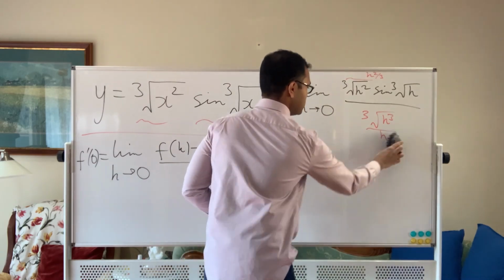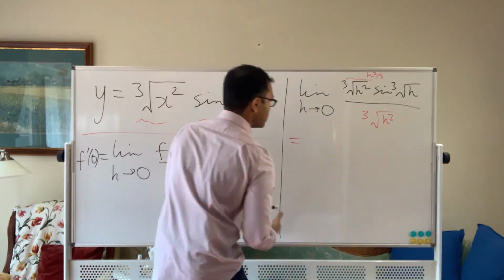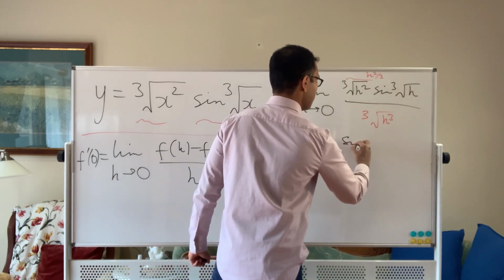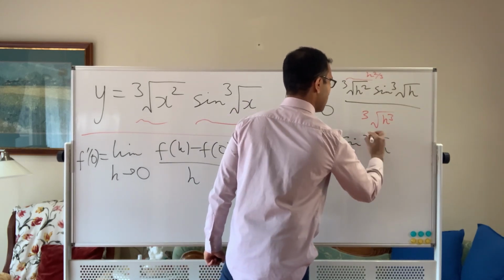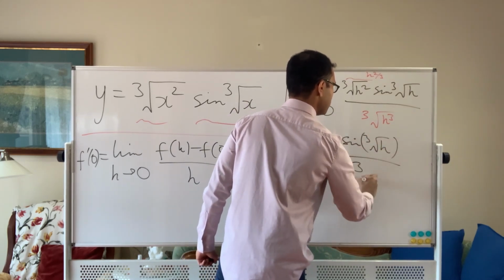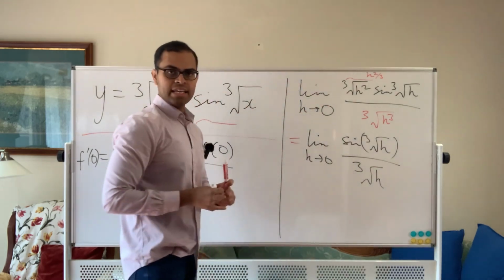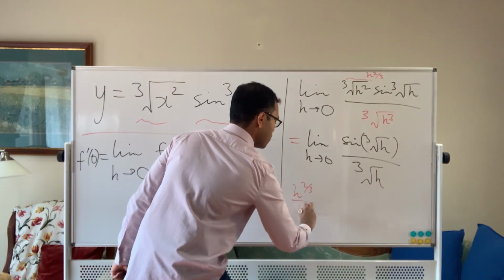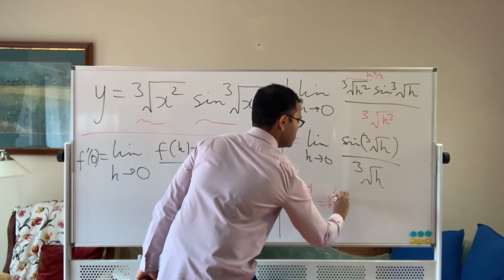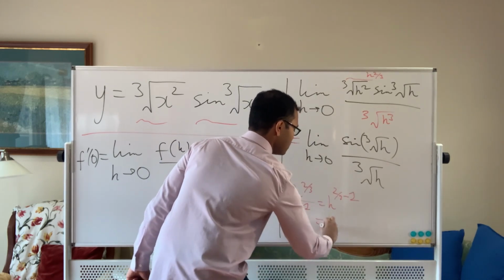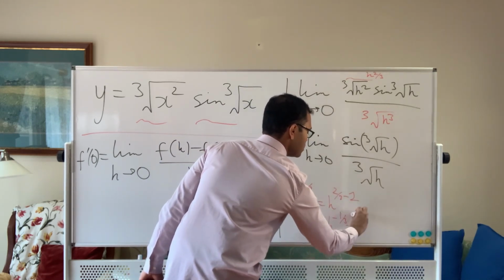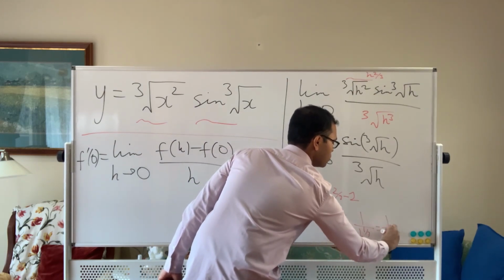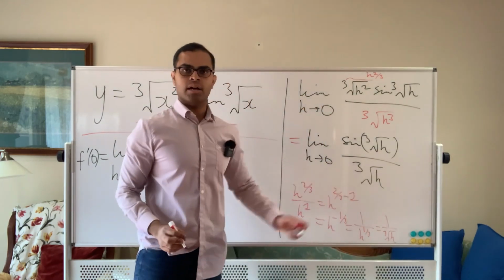So here I'm just going to erase that. You're going to get limit h goes to 0 of sine of cube root of h, which is just h power 1/3, divided by cube root of h. The reason for that is, as I've said, if you're dividing h power 2/3 by h power 1, it's going to be h power 2/3 minus 1, which is h power negative 1/3, which is 1 over h power 1/3, which is just 1 over cube root h. So that's why the cube root h comes down bottom.